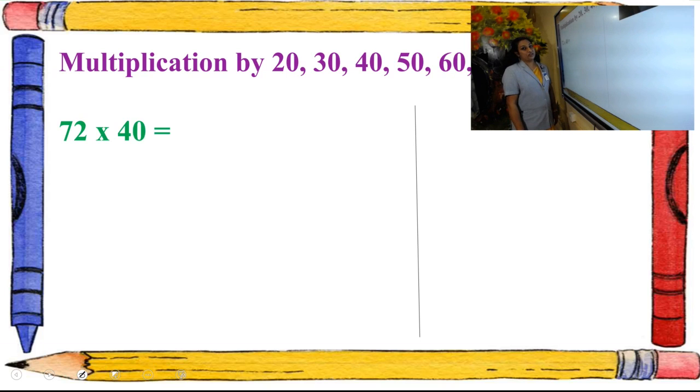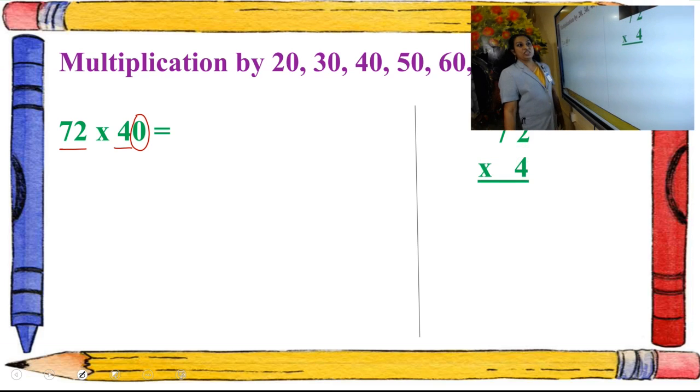72 into 40. The first step is multiply 72 and 4. Understood? Multiply 72 and 4 in your working column. After getting the answer, insert how many zeros? Here only 1 zero. So insert 1 zero. Don't forget to do that. We'll do how it is. 72 into 4. What is 2 into 4? 2 into 4 is 8.